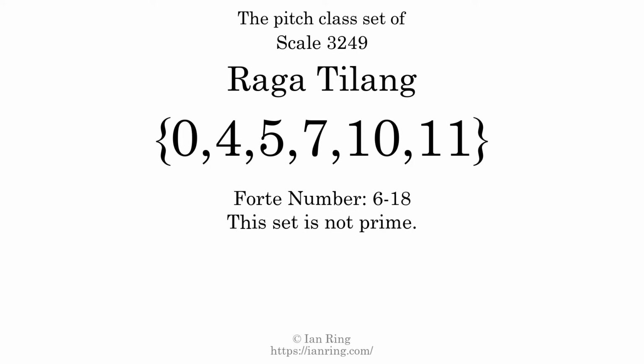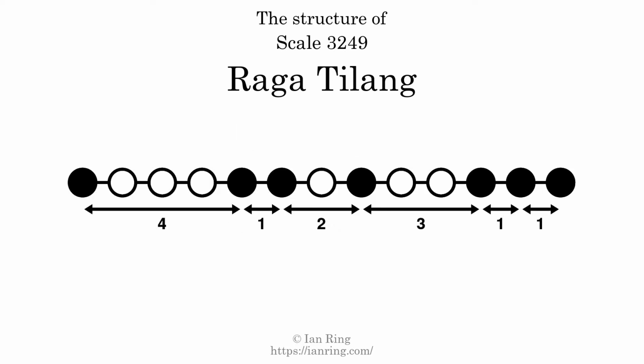The fault class is 6, 18. This set is not prime. The structure of a scale is a description of the interval distance between each successive tone. This scale has a structure of 4 1 2 3 1 1.